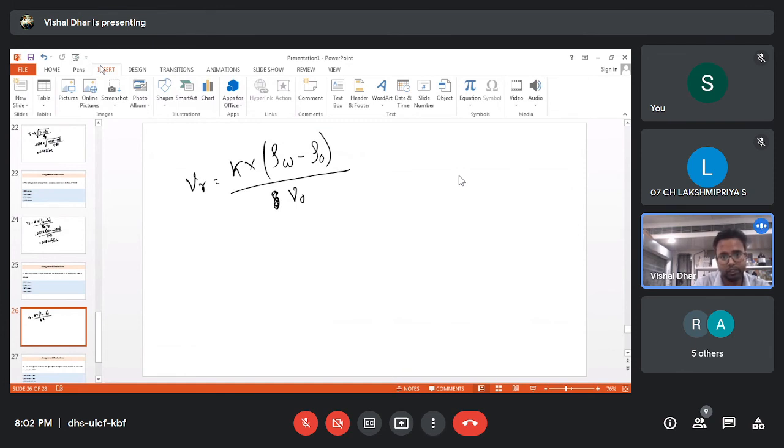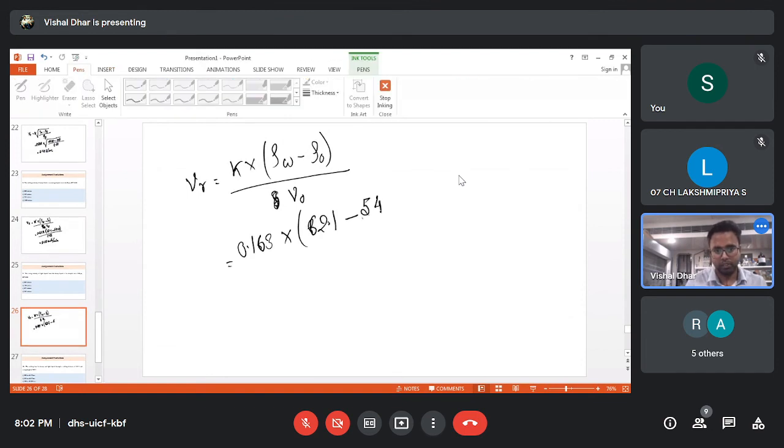0.163, the K value, into 62.1. You people are able to understand my handwriting, right? Because it's very difficult to write on this writing pad.